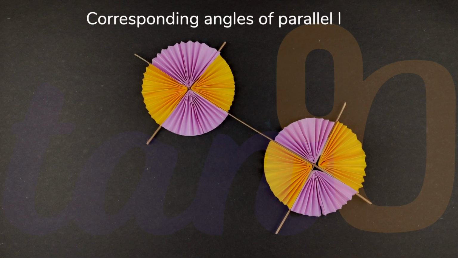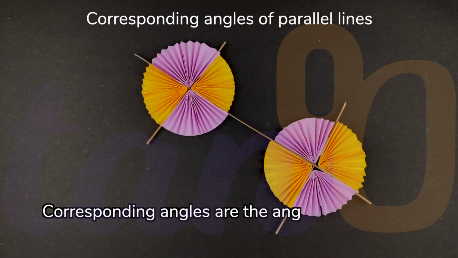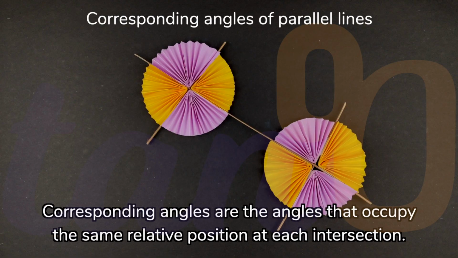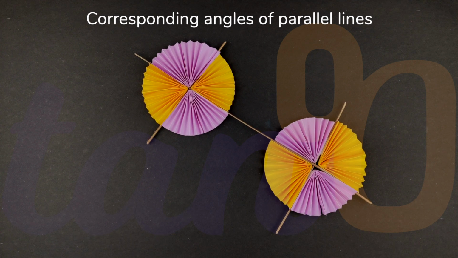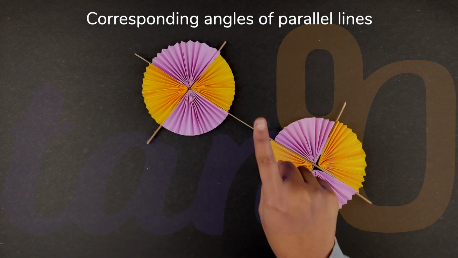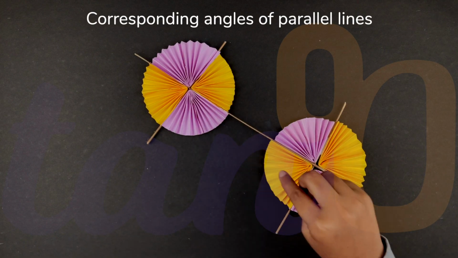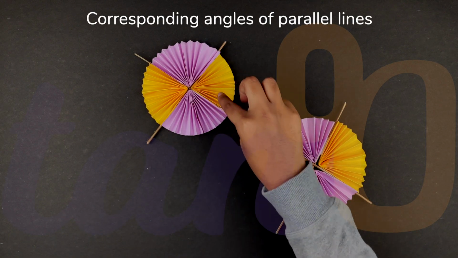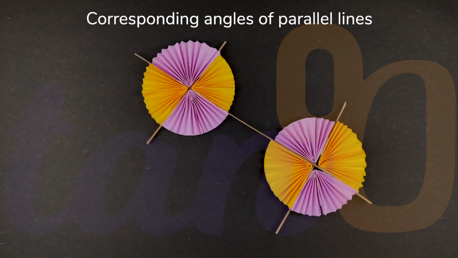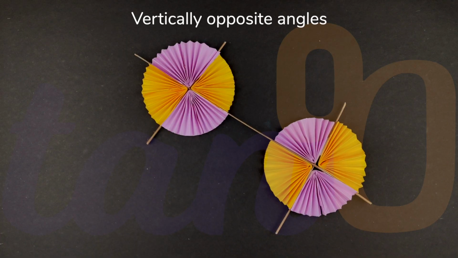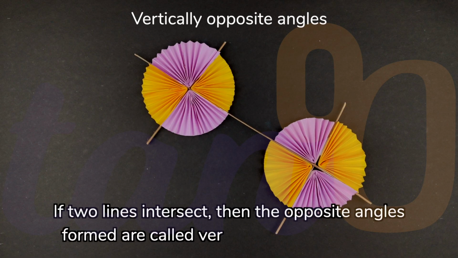Corresponding angles of parallel lines. Corresponding angles are the angles that occupy the same relative position at each intersection. There are 4 pairs of corresponding angles as shown. Vertically opposite angles. If 2 lines intersect, then the opposite angles formed are called vertically opposite angles.